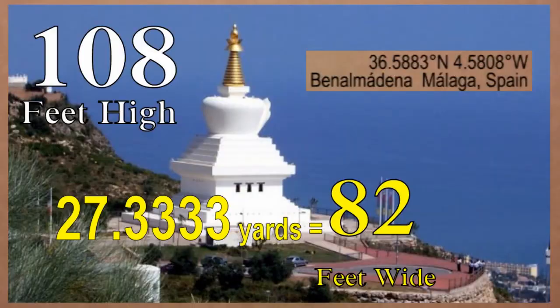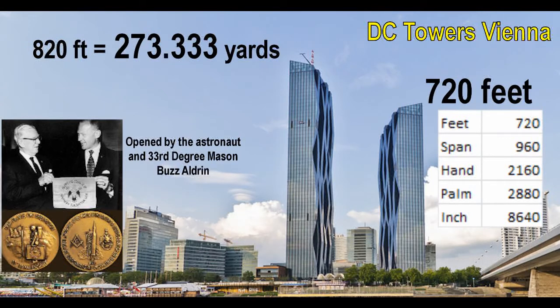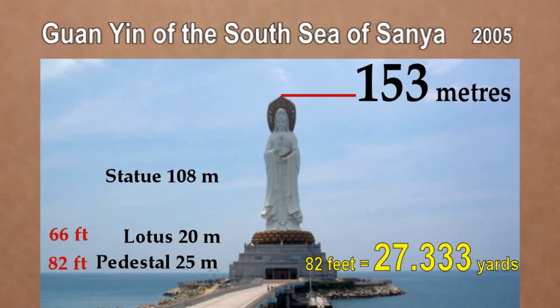Go over to Benalmádena in Spain, the biggest Buddha stupa in Europe, 108 feet high, 82 feet wide, 27.3 yards. DC Towers in Vienna, opened by 33rd degree Mason Buzz Aldrin. The tallest tower, 273.33, and the smaller tower, 72, which gives us 216, 288, 864, all these harmonics. Over in China, same thing's happening in this statue, or wish list, with all these harmonic numbers.